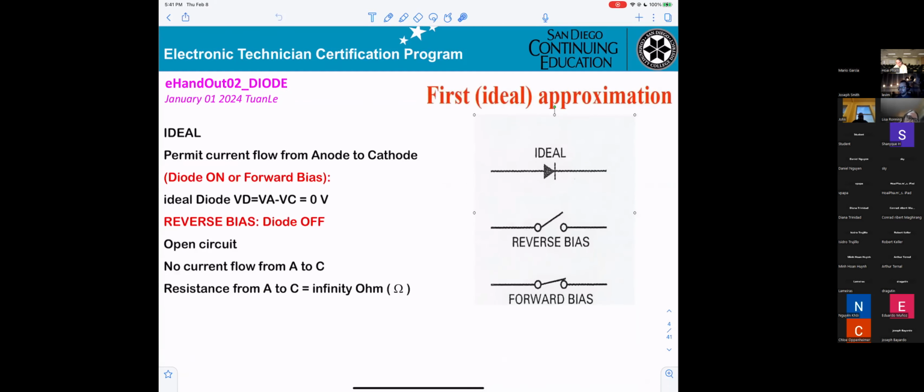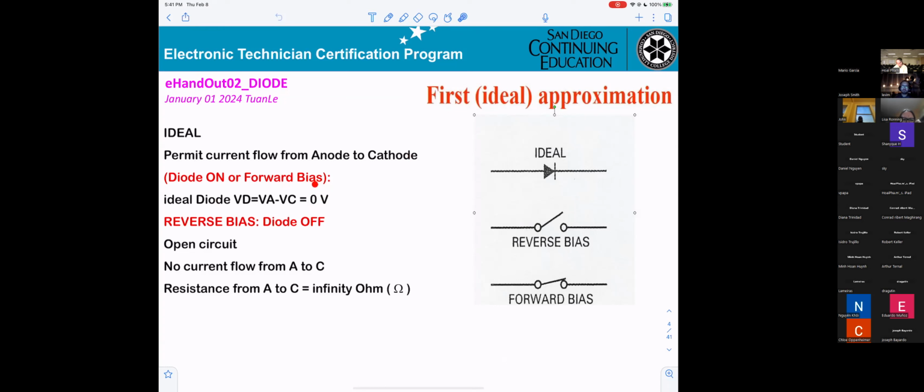Now, first they're talking about the ideal diode. It permits current flow from the anode to the cathode. Diode on, or forward bias. If you say the diode is forward biased, that means it allows current to flow from A to C. What does that mean for an ideal diode? For an ideal diode, VD will equal 0 volt. That never happens in practice.